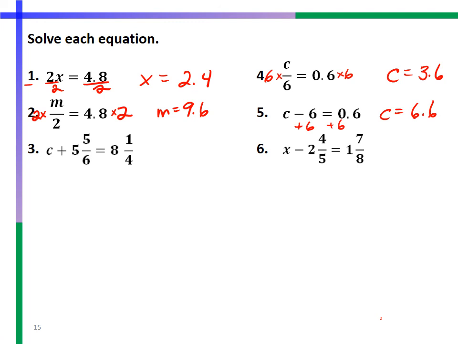I have 2 more problems left here dealing with fractions. And so I have c plus 5 and 5/6 equals 8 1/4. So what I'm going to do is subtract 5 and 5/6 from both sides. And then you're going to have to do your math to solve that. And number 6, you have x minus 2 and 4/5 equals 1 and 7/8. So I'm going to go ahead and add 2 and 4/5 to both sides. I'm going to get my fraction.